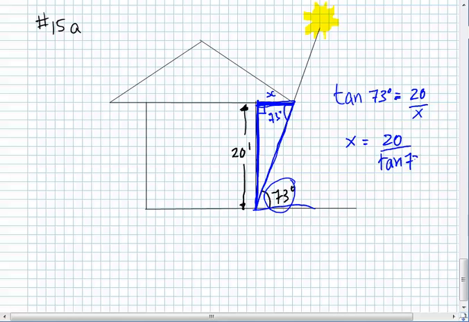And you can do that on your calculator. And you get x is equal to 6.1 feet, so about a 6-foot overhang. Okay, and that'll stop the sun from hitting the wall at all in the summer.